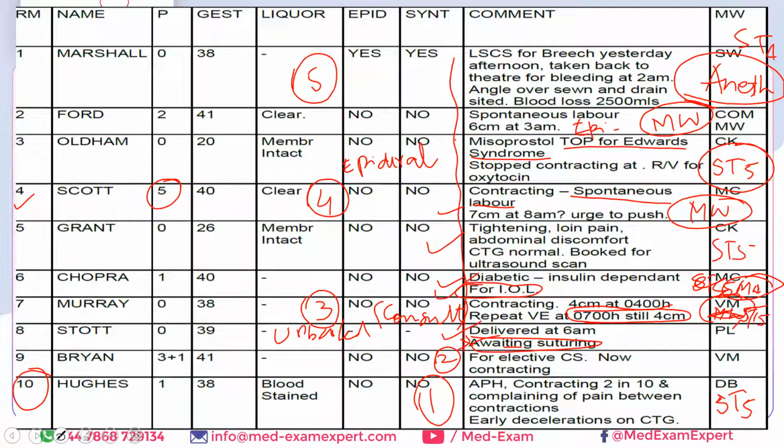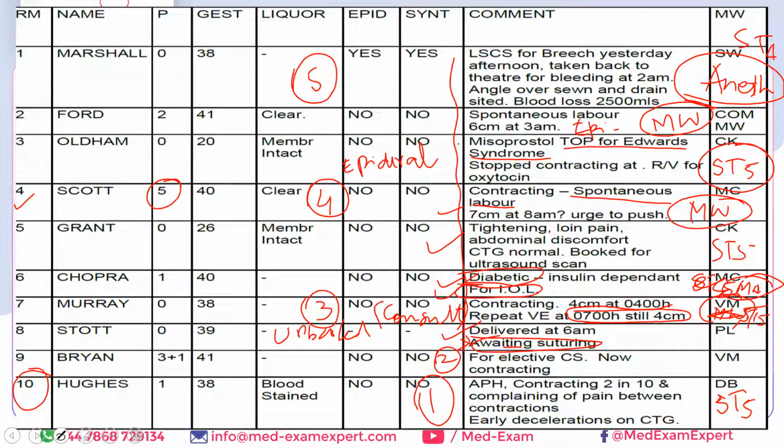Okay, so yes, induction of labor, because at 8 o'clock usually patients get admitted early in the morning for the induction of labor, so this is not very unusual as well. Okay, the major part over here is that she is diabetic and she is type 1 diabetic. So yes, we need to know what her current blood sugars are.